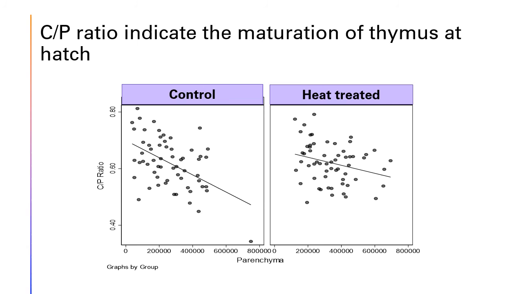However, the bottom line indicates that, regardless of size of thymus, CP ratio was not less than 0.45. This number could suggest the maximum level of maturation of thymus at hatch.